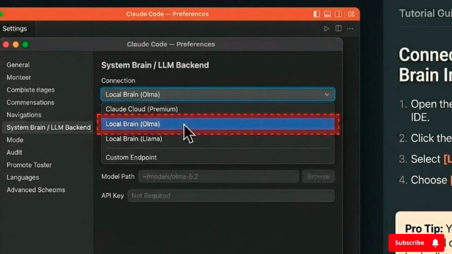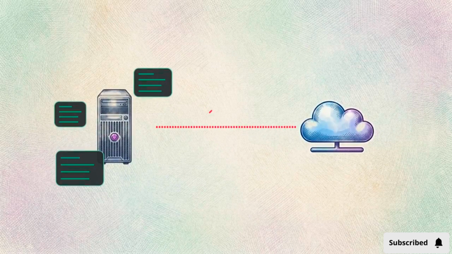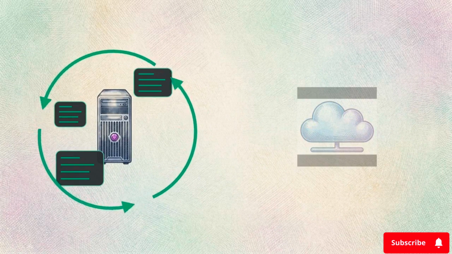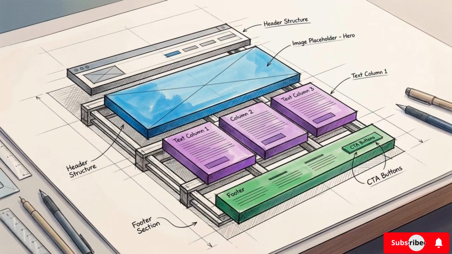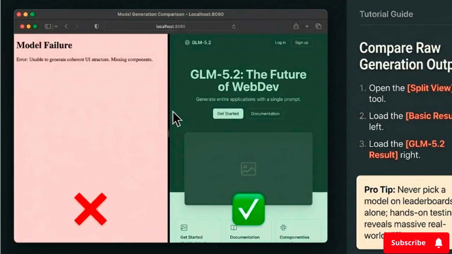You can now select the localized version of GLM-5.2 from the drop-down list to initialize it within your workspace. Next, go to the System Brain Preferences menu. Under the Backend tab, map the IDE's core intelligence specifically to the local brain connection we just established. This local foundation removes external bottlenecks, allowing unrestricted automation while keeping your codebase on your own hardware.